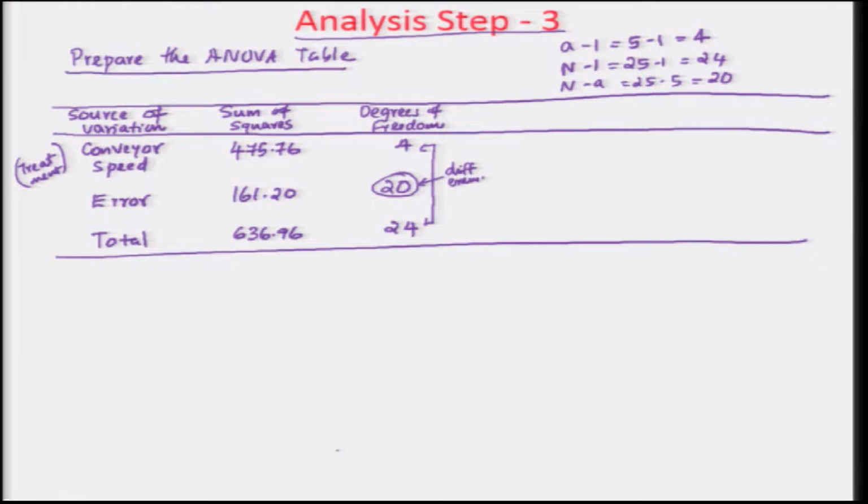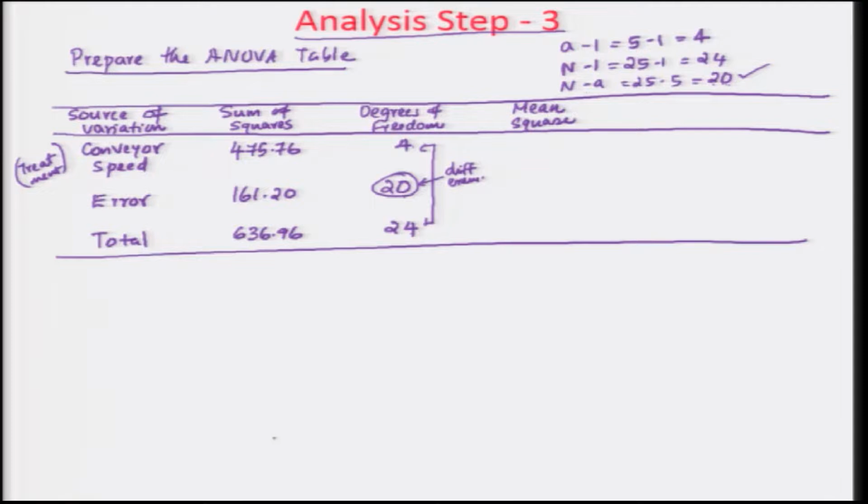Okay, remember that. That is another way to think about it. If you take the difference of the total and the treatment degrees of freedom, then the error should also come to that, and you can independently calculate it by this particular equation as well. Then the next thing we calculate is what we call the mean squares.